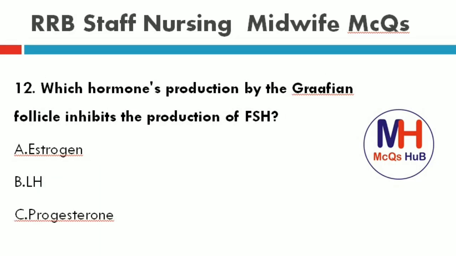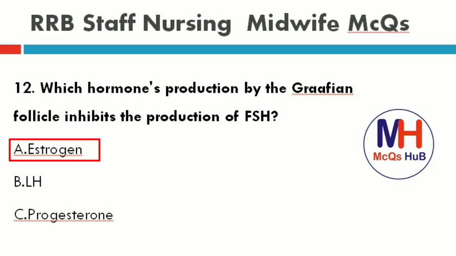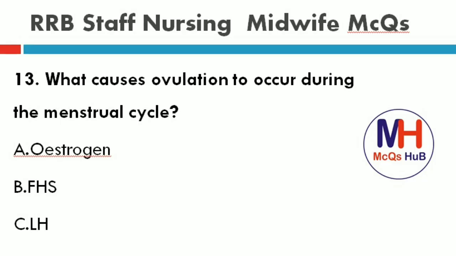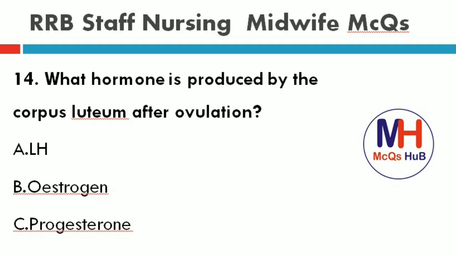12. Which hormone's production by the Graafian follicle inhibits the production of FSH? Correct answer is A. Estrogen. 13. What causes ovulation to occur during the menstrual cycle? Correct answer is C. LH. 14. What hormone is produced by the corpus luteum after ovulation? Correct answer is C. Progesterone.